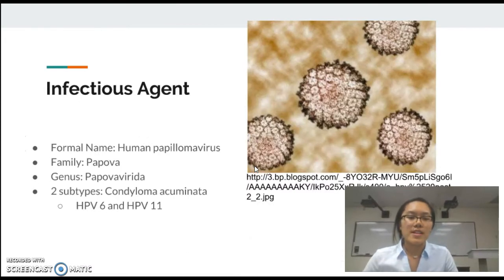The infectious agent. The formal name of HPV is human papillomavirus. The family is Papovaviridae, and there are two subtypes of HPV that I said before, and they are 6 and 11.